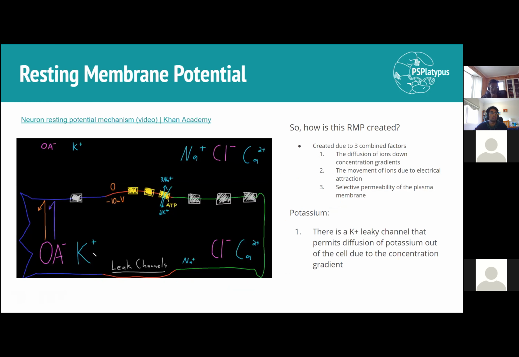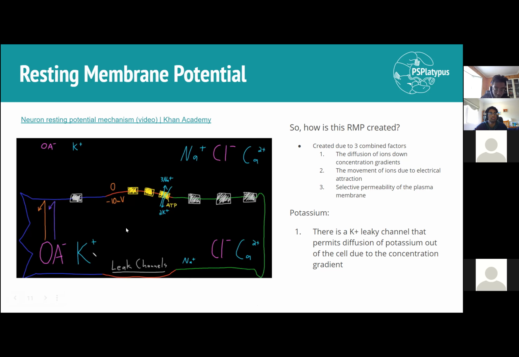Alrighty, okay, so this is taken from Khan Academy. I'm going to try and explain this concept using screenshots that I took. Go to that video if you still feel a little bit unclear, and I highly recommend it. Okay, so let's start with how this resting membrane potential is going to be formed.